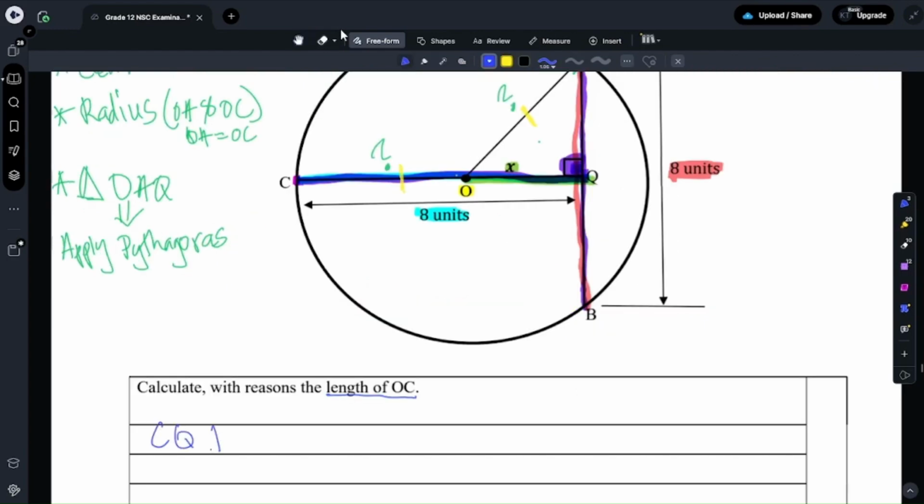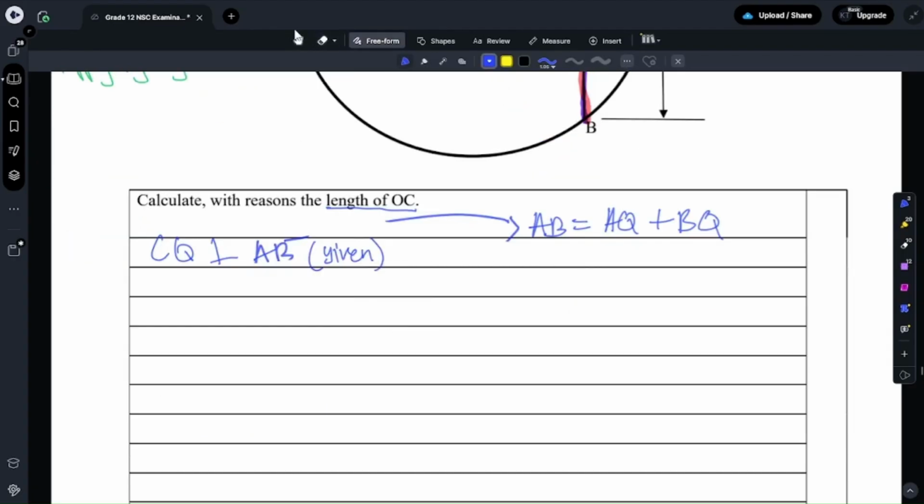CQ is perpendicular to AB. So that's given, right? Start off by saying AQ is equal to 4 units and BQ is equal to 4 units. Don't forget your reason being a line from center perpendicular to chord.